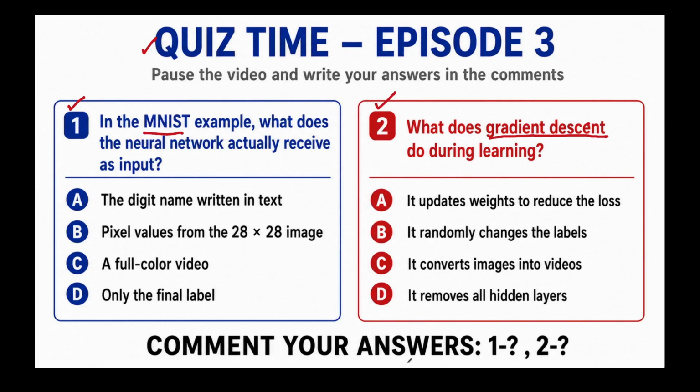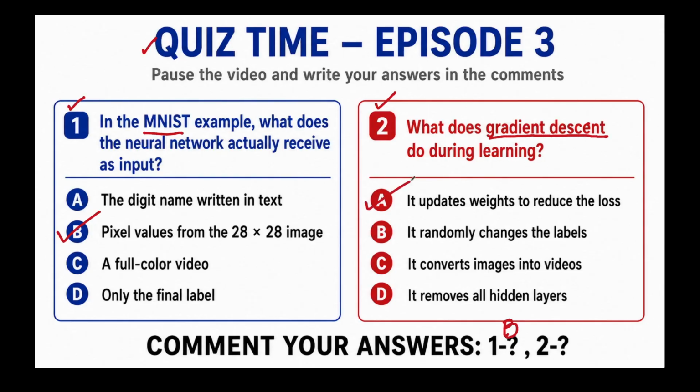Let us see how many of you got both answers correct. For question number 1, the correct answer is B, pixel values from the 28 by 28 image. As I mentioned, the neural network does not directly receive the digit as a human readable image. It receives the numerical pixel values. In MNIST, each image is 28 by 28 pixels, so one image becomes 784 input values.